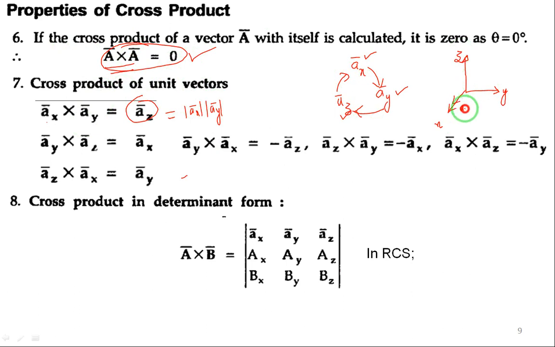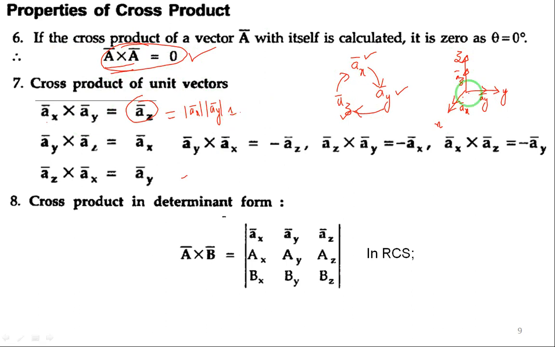So the unit vector Ax is along the x direction, the unit vector Ay is along the y direction, and the unit vector Az is along the z direction. If I take the cross product of Ax and Ay, they make 90 degrees. They are mutually perpendicular: Ax is perpendicular to Ay, Ay is perpendicular to Az, and Az is perpendicular to Ax. So sine of 90 is 1.